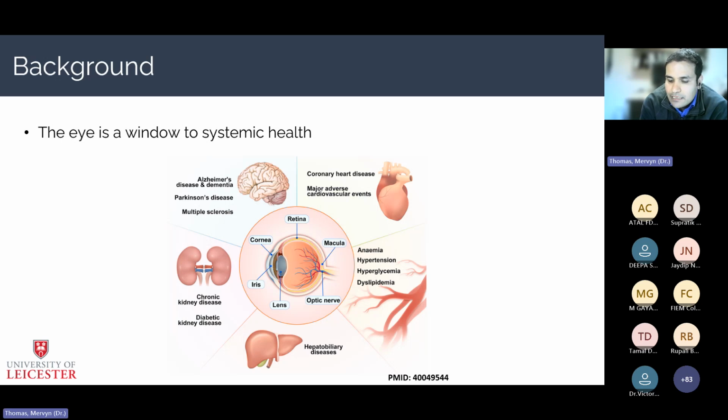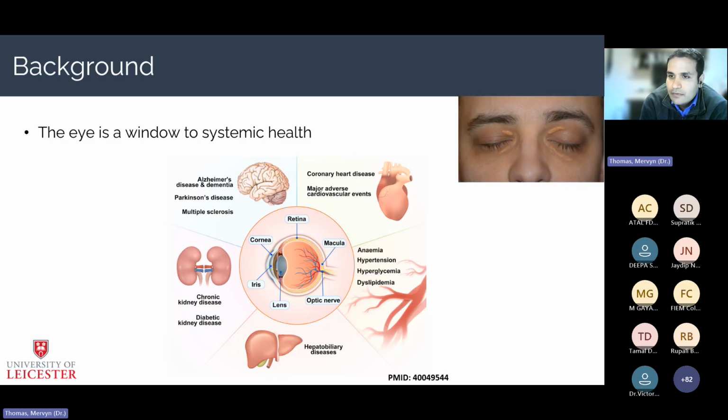Now, the retina is particularly unique, but beyond the retina, even when we look at the external eye, so this is an image of an individual, and you can see in the corner of his eyelids these yellowish elevated parts in his skin, what looks like tags, but actually these are cholesterol deposits. So this might be an individual that has high levels of cholesterol, and this is a condition called xanthelasma.